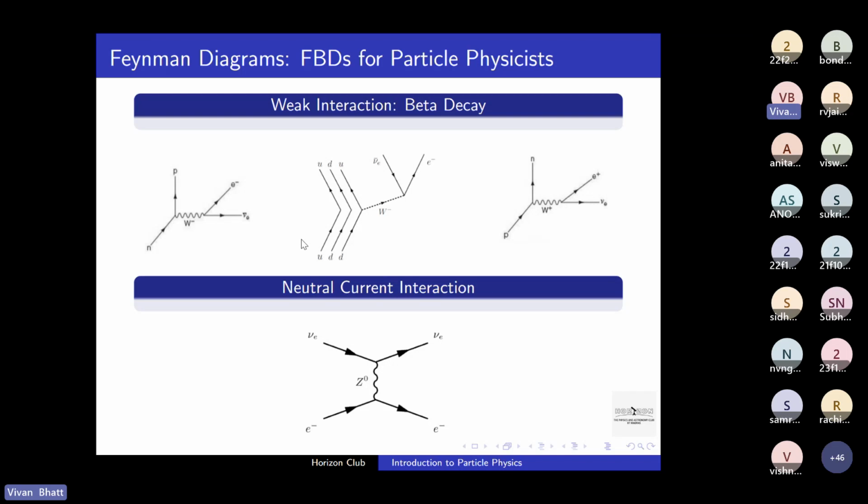Now, neutral interactions governed by the Z naught won't change the flavor. There's just a transfer of energy. It's basically just a heavier cousin of the photon. That's all the Z naught is. It does not bring a lot of new interesting physics like the W bosons do, or new types of interaction. It's just a heavier cousin of the photon.